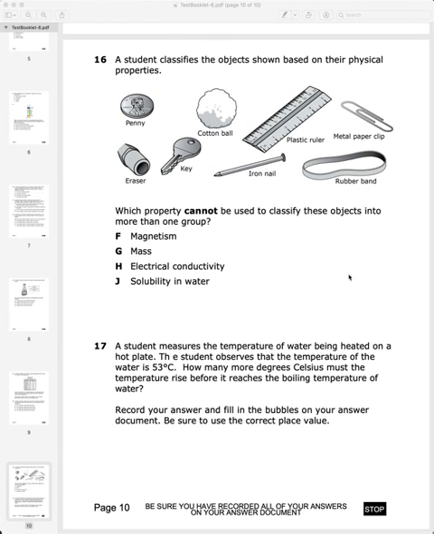And number 17. A student measures the temperature of water being heated on a hot plate. The student observes that the temperature of the water is 53 degrees Celsius. How many more degrees Celsius must the temperature rise before it reaches the boiling temperature of water? Record your answer and fill in the bubbles on your answer document, and be sure to use the correct place value.